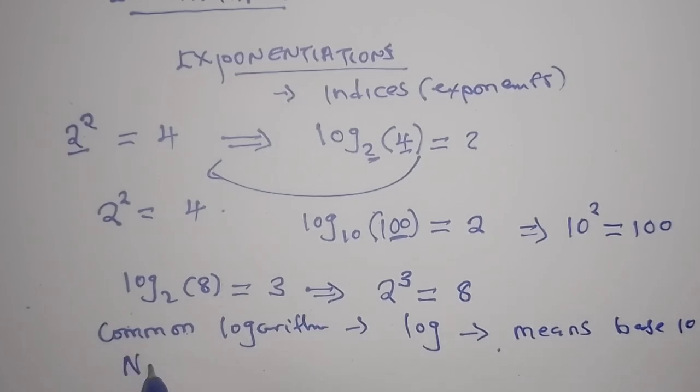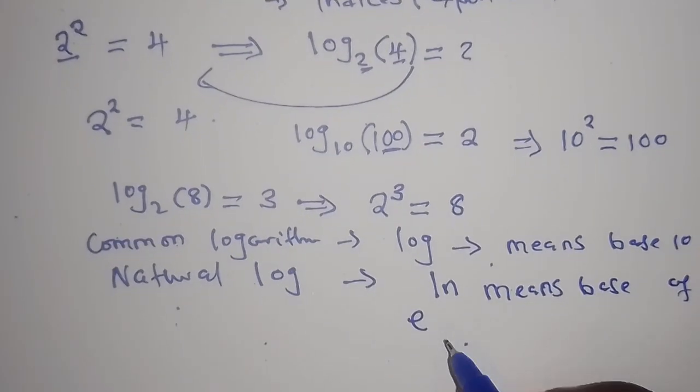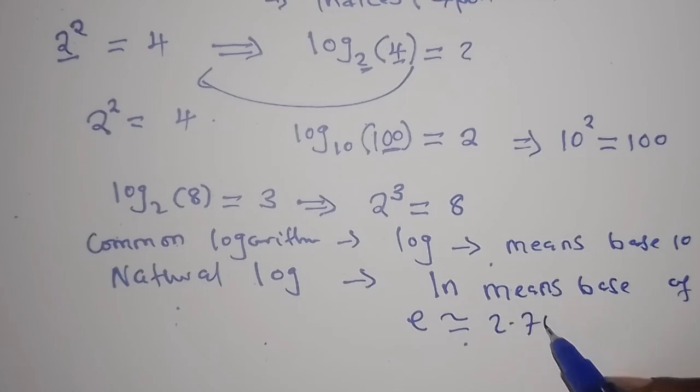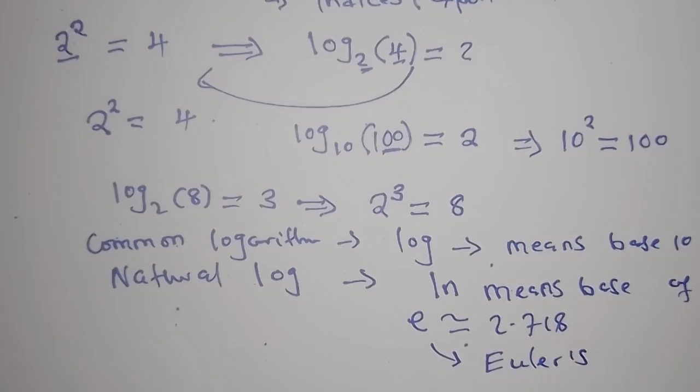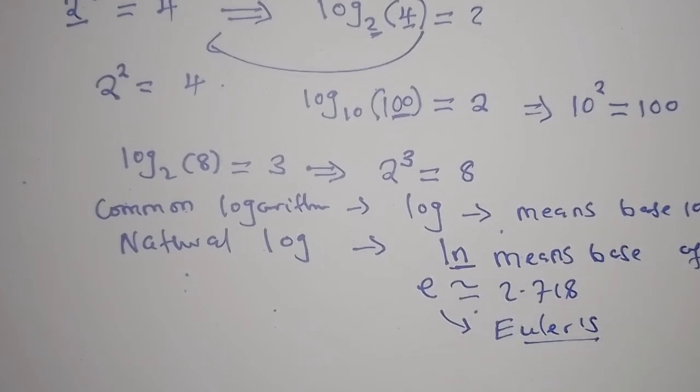Then you also have what is called the natural log, or natural logarithm. Symbolically this is ln, and it means the base is E. On your calculator there is a button with the symbol E. This is equivalent to 2.718. Normally this is called Euler's number, Leonhard Euler's number. So this is E, and there is a button on the calculator, ln.